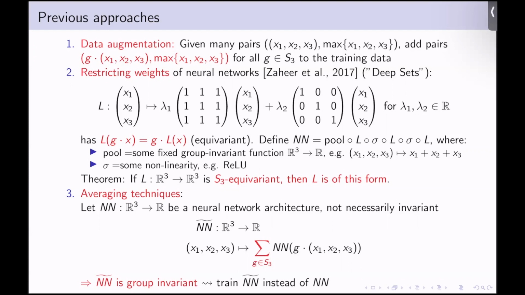And so then you use this in your gradient descent or whatever training scheme, and you train NN twiddle instead of NN directly. You can convince yourself that NN twiddle really is group invariant, because if you plug in not this vector x but g times x, then it will still be mapped to a sum of 6 things, just in a different order. You sum over the group elements in a different order.